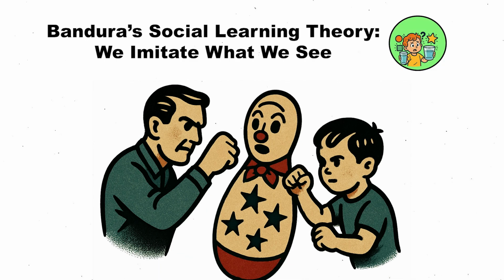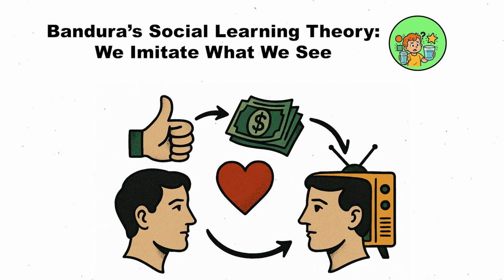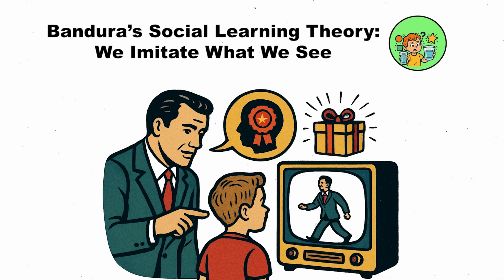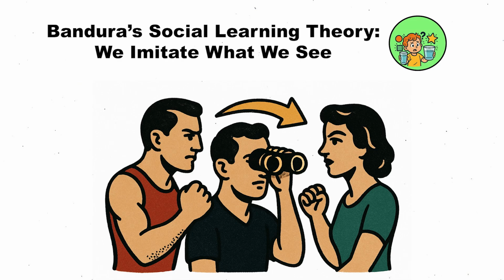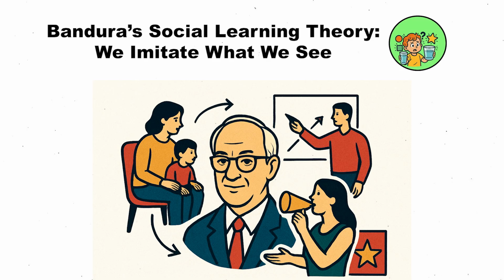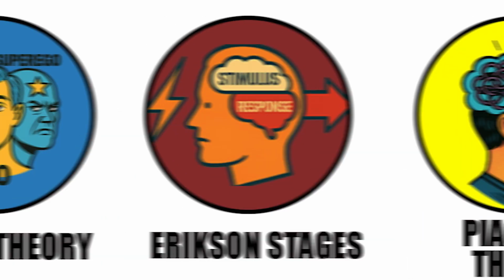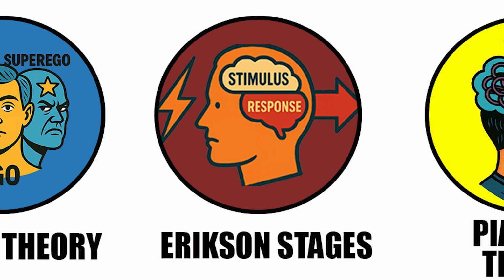What makes his theory powerful is its realism. People don't just react. They watch, interpret, and adapt. From parenting to marketing, Bandura's insights explain how actions spread and beliefs take root. His work ultimately bridged the gap between behaviorism and cognition, showing that human learning is deeply social. But imitation alone doesn't explain who we become over time. Erikson's psychosocial stages, the lifelong struggle for identity.